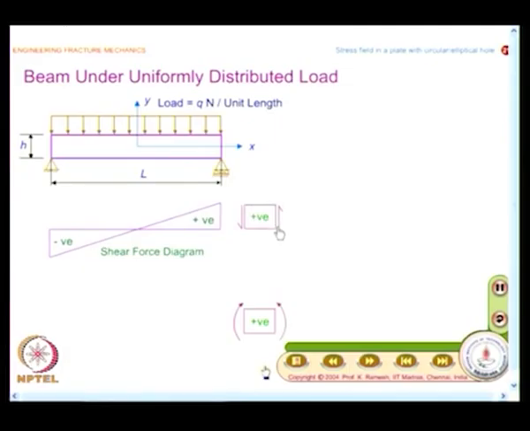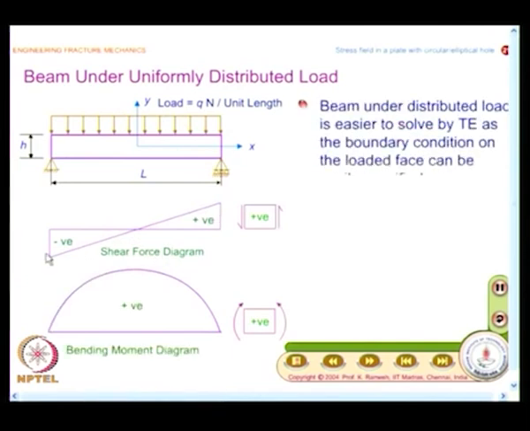And what is shown here is the sign convention used. On a positive face, positive shear is positive. Similarly, on a positive face, anti-clockwise bending moment is positive. And for a problem like this, you will have variation of shear force like this, variation of bending moment like this.